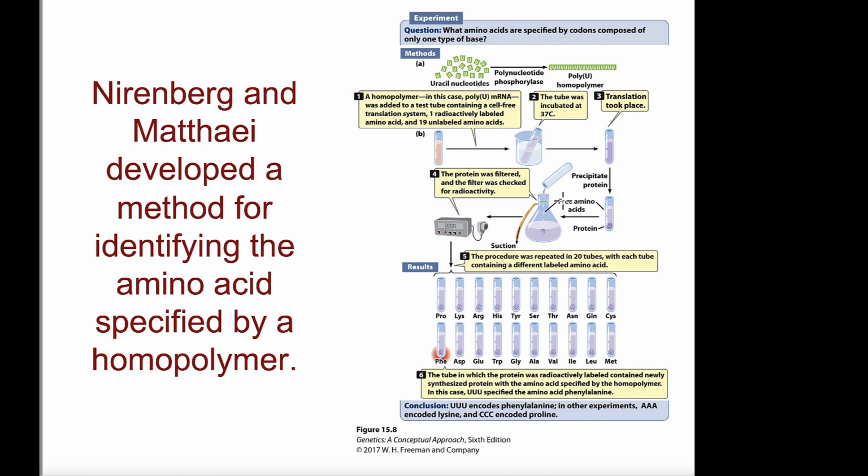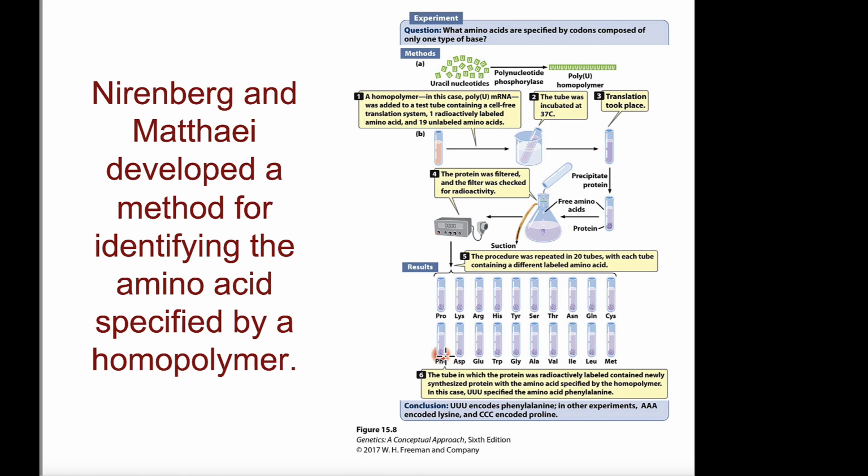base? Okay, and so what they ultimately did was they added the various homopolymers to different tubes and incubated them at 37 degrees, allowed translation to take place, and then used a filter to check for radioactivity. They repeated this 20 different times with different tubes for different labeled amino acids, and they looked for radioactivity. And that radioactivity, which is synonymous with that amino acid, suggests that there was a newly synthesized protein for that specific homopolymer.